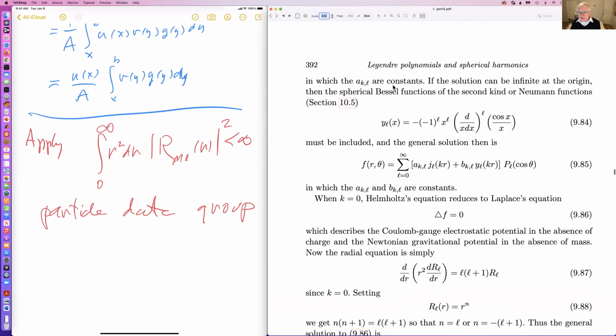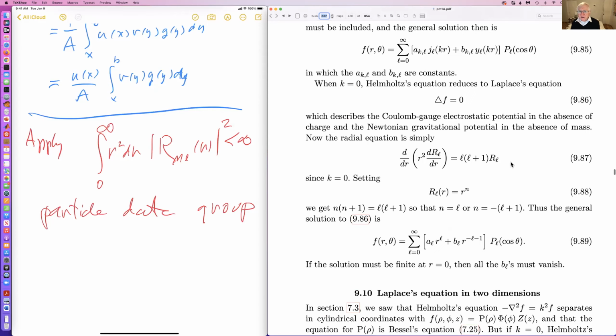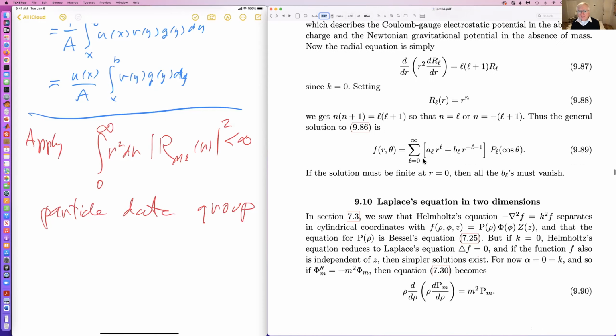If the solution can be infinite at the origin, then there are spherical Bessel functions of the second kind called Neumann functions, which are also nice functions. They must be included, and then we have something like that. If k equals 0, you just have Laplace's equation, and then that looks like this.